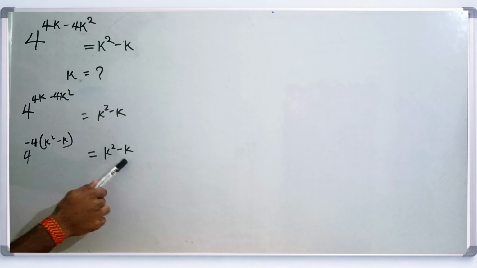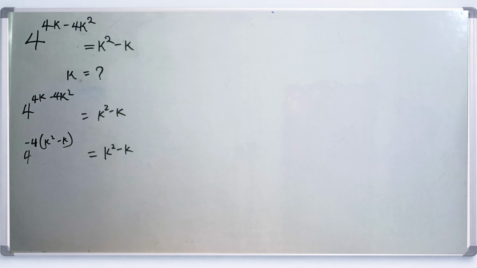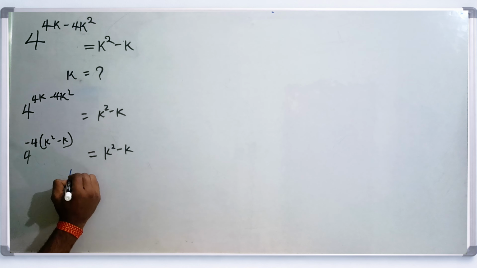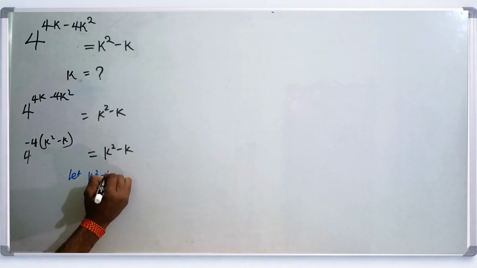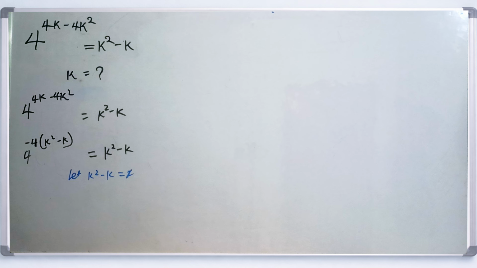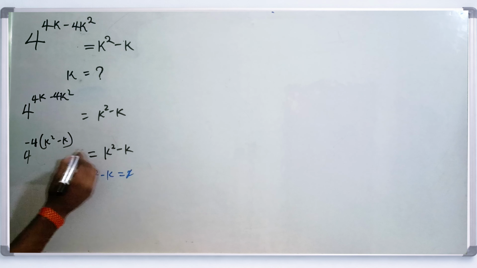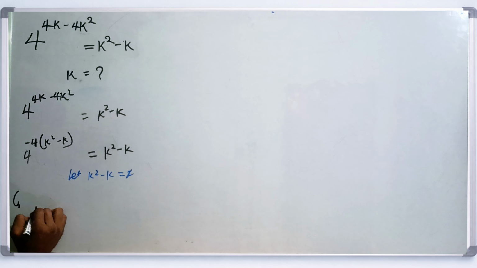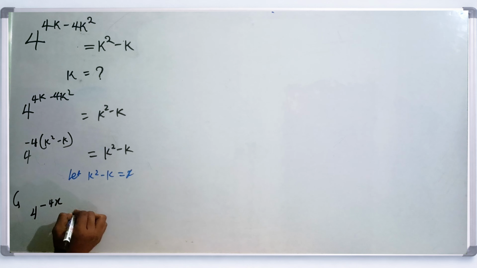Now let's assume this value as something. Let k square minus k be equal to x. So now this bigger expression simplifies to 4 raised to the power minus 4x is equal to x. Now this looks a little bit satisfying, and yes, the expression has become small.